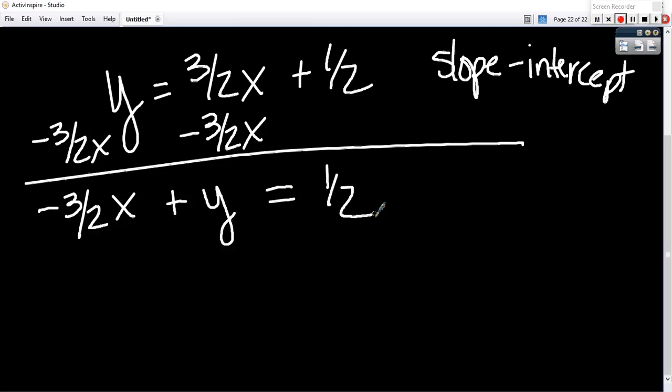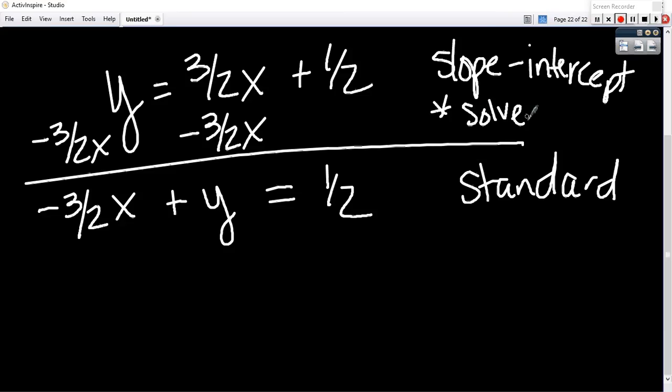Is that standard form now? Sure. AX plus BY equals C. Standard. So I'm going to put you a note here. Slope-intercept, you solve for y. It should be y equals. Standard, you get x and y together.